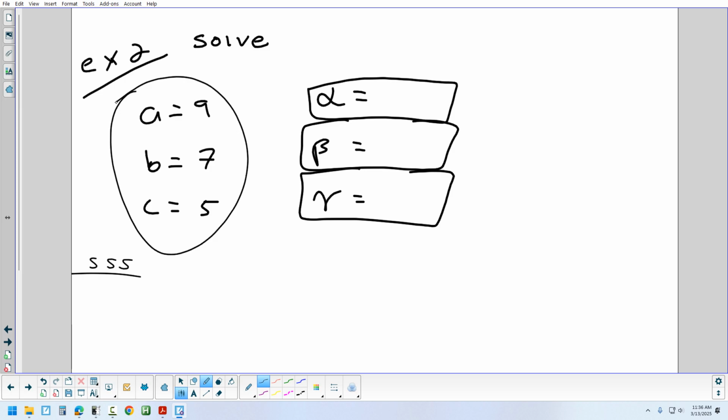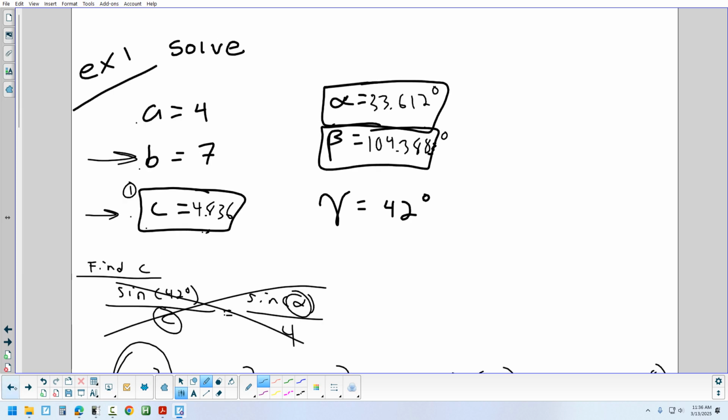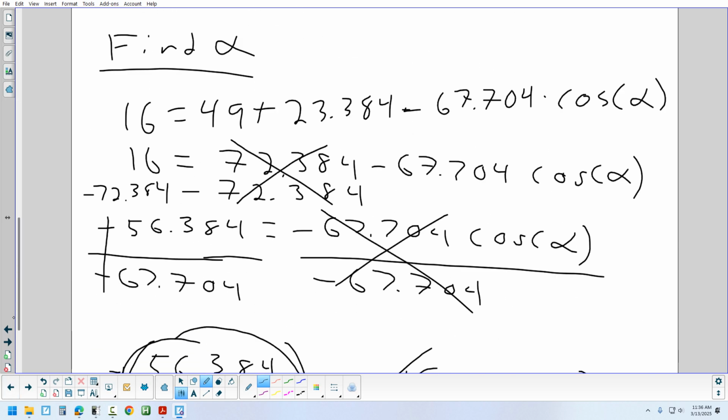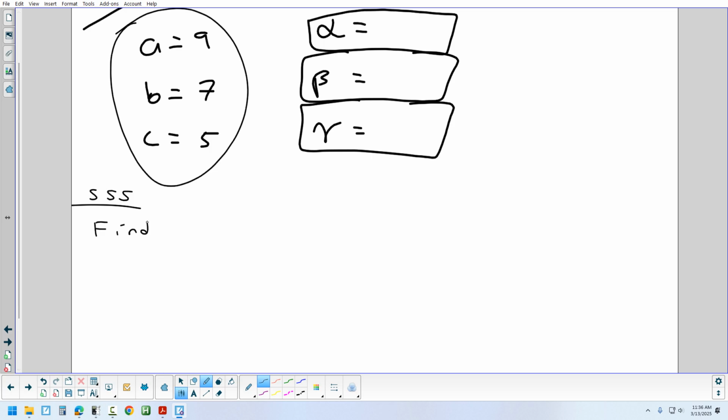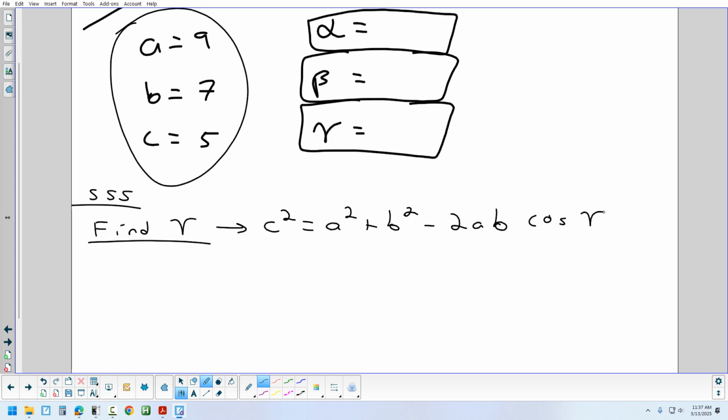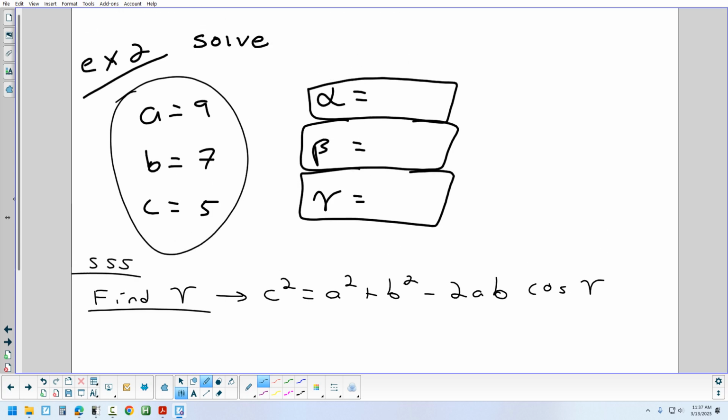So we just have to pick an angle we want to find first. We've already done alpha with law of cosines. We did that right here. So let's do a different one. Gamma. Okay. So let's find gamma. And remember the formula for gamma starts out with what letter? C squared equals A squared plus B squared minus 2AB cosine gamma. Now, what's nice about side, side, side, not always, but a lot of the time, is the sides are all nice numbers. Okay? 9, 7, 5.